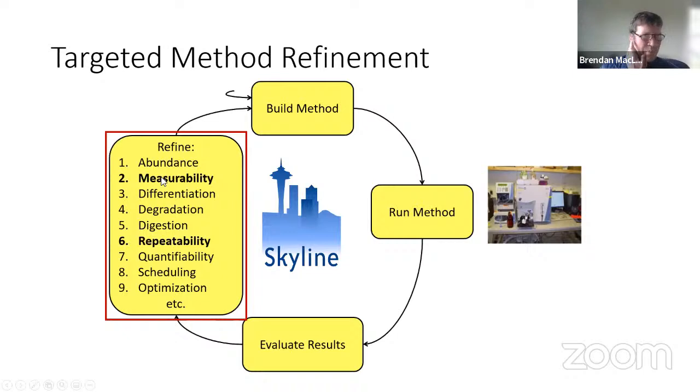And in this case, we're applying refinement of measurability and repeatability. We could do more experiments. And the more prior knowledge you build up of your samples and of the things you're trying to measure, like, does it experience degradation, digestion? Does it behave linearly? We've done all of these on very targeted samples.